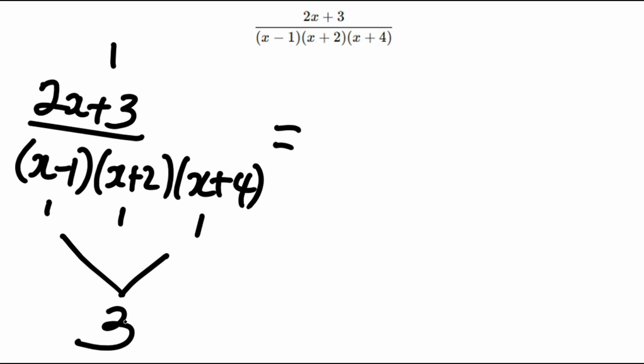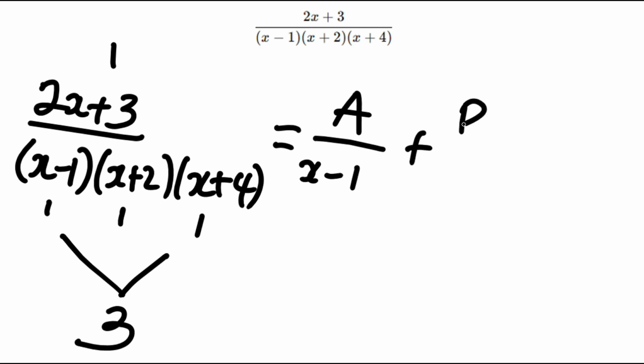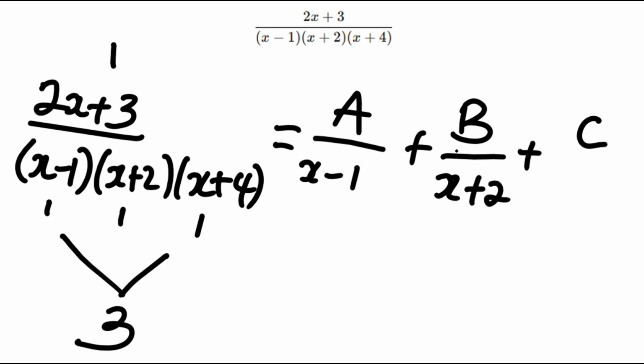For that matter, we can proceed directly and do A over the first linear factor at the bottom, x minus 1. We are done with that one. Plus, the next one will take a numerator of B over x plus 2. Plus, the last one is C over x plus 4. For linear factors, you just distribute the variables as numerators, so each linear factor should be under one numerator.